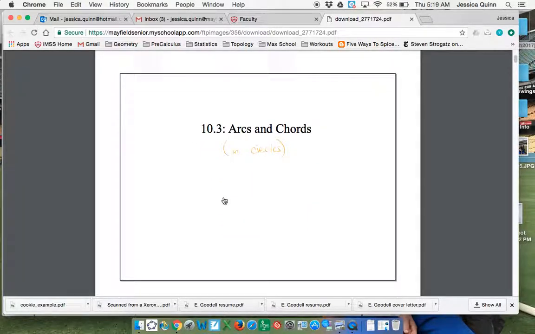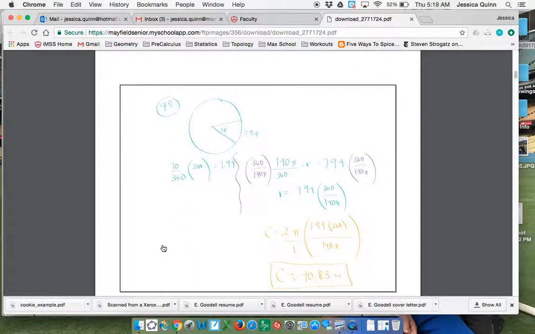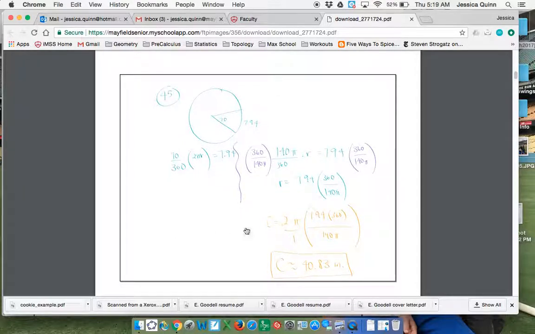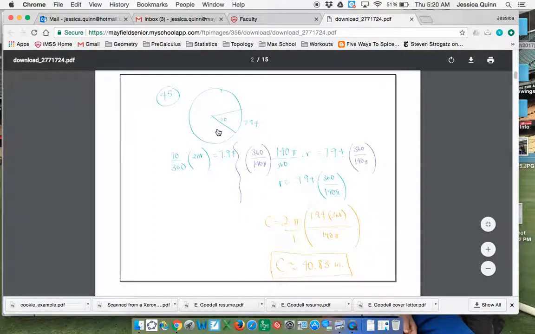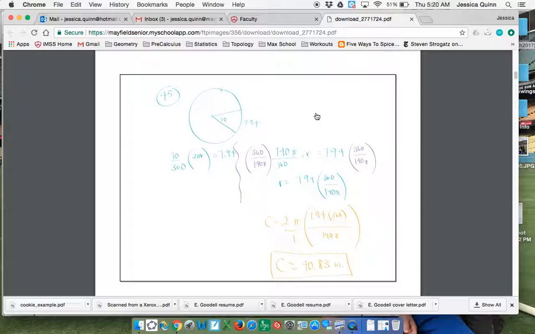Once you've done that, we're going to talk about 10.3, which is arcs and chords in circles, of course, because the whole chapter is about circles. This is one of the problems I did for homework in yesterday's class, but this is not the easiest way to do it. You could do it with a proportion. I can't write on this right now because I'm not at school and don't have my smartboard pens with me. But you could say 70 is some amount out of the 360 degrees of your circle. So 70 out of 360 equals 7.94 out of the entire circumference. So 70 over 360 equals 7.94 over C, and you get the same answer.